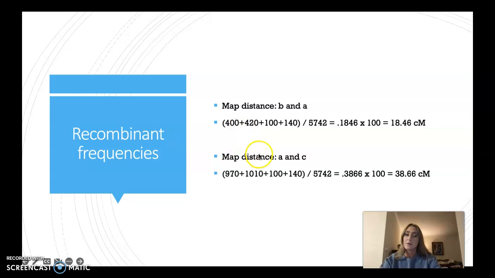The map distance that we get between A and C, we take the single crossover events seen between A and C, add those to the double crossover events again that we used for our first map distance, divide that by the total offspring, and then again multiply that by 100. So we get our map distance between A and C of 38.66 centimorgans, or map units.